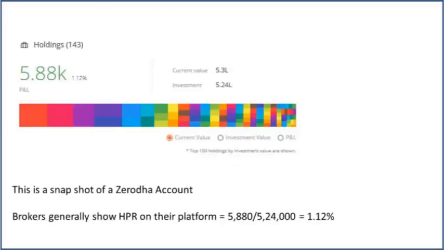Now this is a real life example of a broker's account. Here, an investment of rupees 524,000 gives a return of 5,880, which is equal to 1.12%. Hence, we can say that the holding period return is equal to 1.12%.